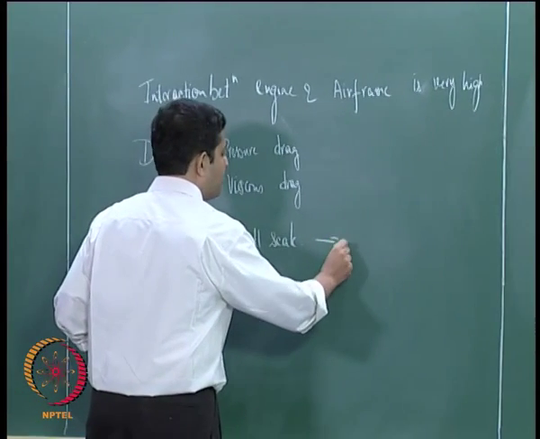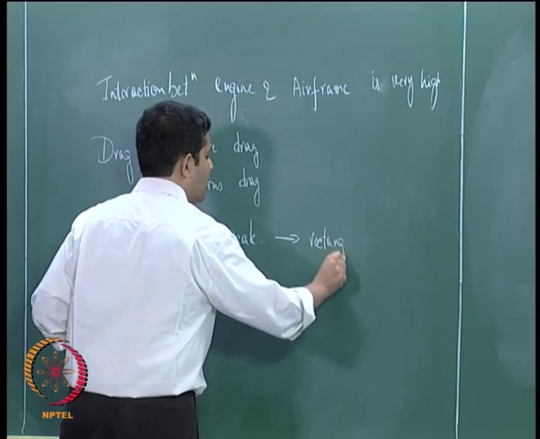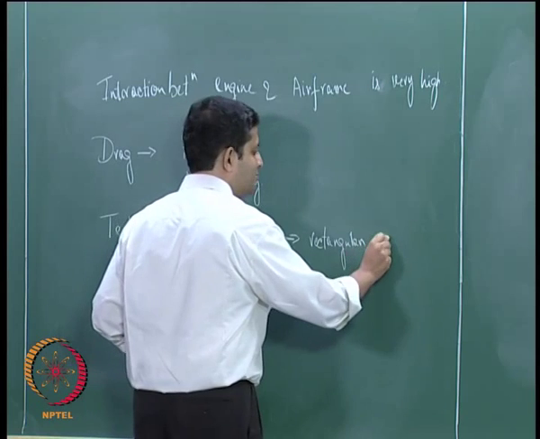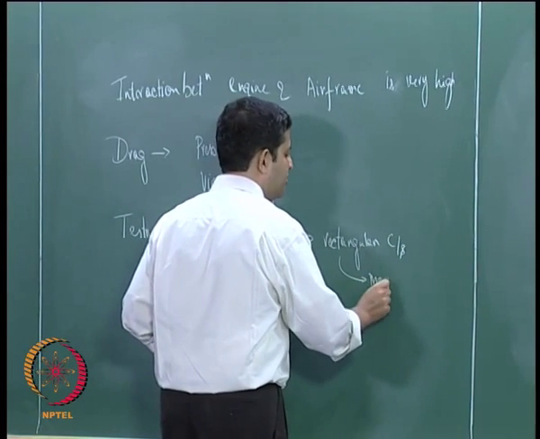So you can have a rectangular cross section so that you have modularity of design.